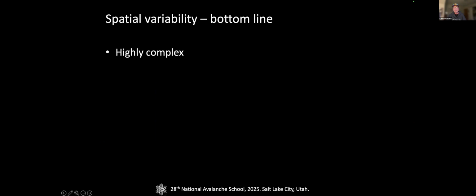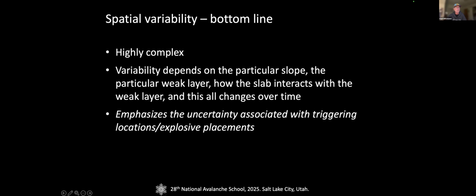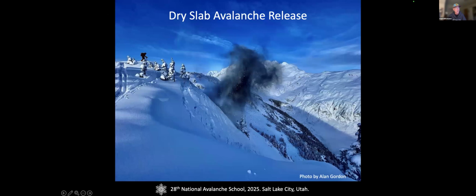Now, what we'll see when we look at spatial variability is that it's highly complex, and that variability depends on the slope, the weak layer, how the slab interacts with the weak layer, and all this changes over time. And this emphasizes the uncertainty associated with triggering locations and explosive placements. And we'll look at how this comes into play in the next part of this talk.